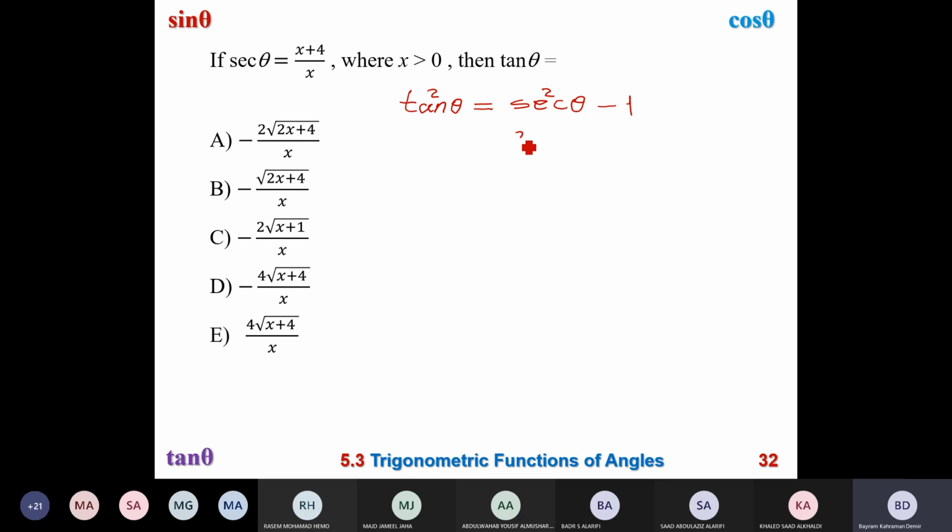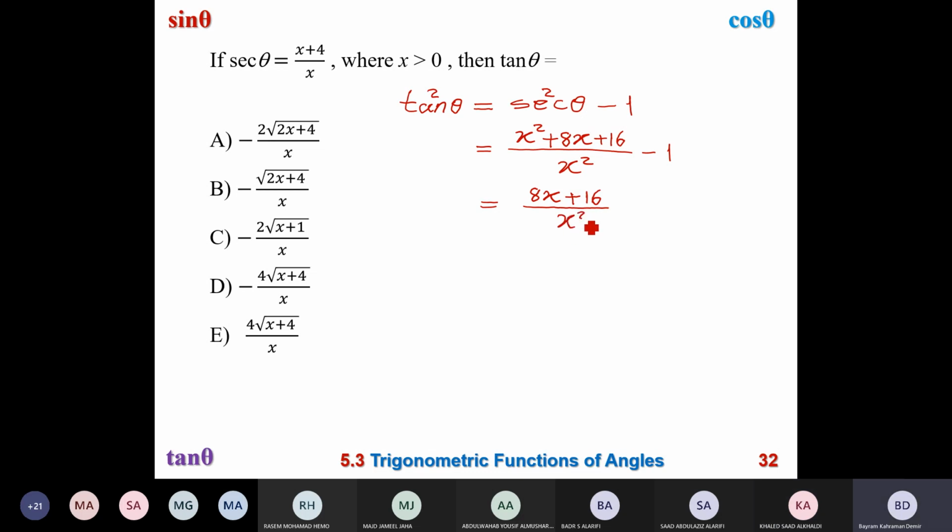Square of secant is x square plus 8x plus 16 over x square. This is the secant square. And then I need to subtract 1. So who's going to subtract 1 for me? Multiply 1 by x squared. Okay, so the result is 8x plus 16 over x squared.